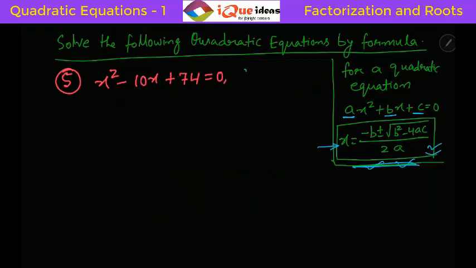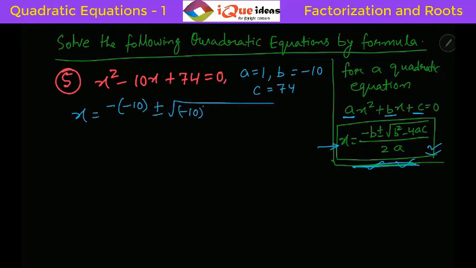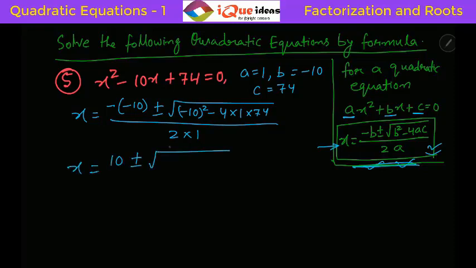Now in this fifth question, as you can see, a is equal to 1, b is equal to minus 10, c is equal to 74, right? So we can directly apply the value of x will be equal to minus of b, that is minus 10, plus minus square root of b square, that is minus 10 square, minus 4ac, so a is 1, c is 74, divided by 2a, that is 2 into 1. So x is equal to minus of minus 10 is plus 10, plus minus square root of minus 10 square is 100, minus 4 into 74 is equal to 296. Divide by 2. Now this is equal to 10 plus minus 100 minus 296 is minus 196.